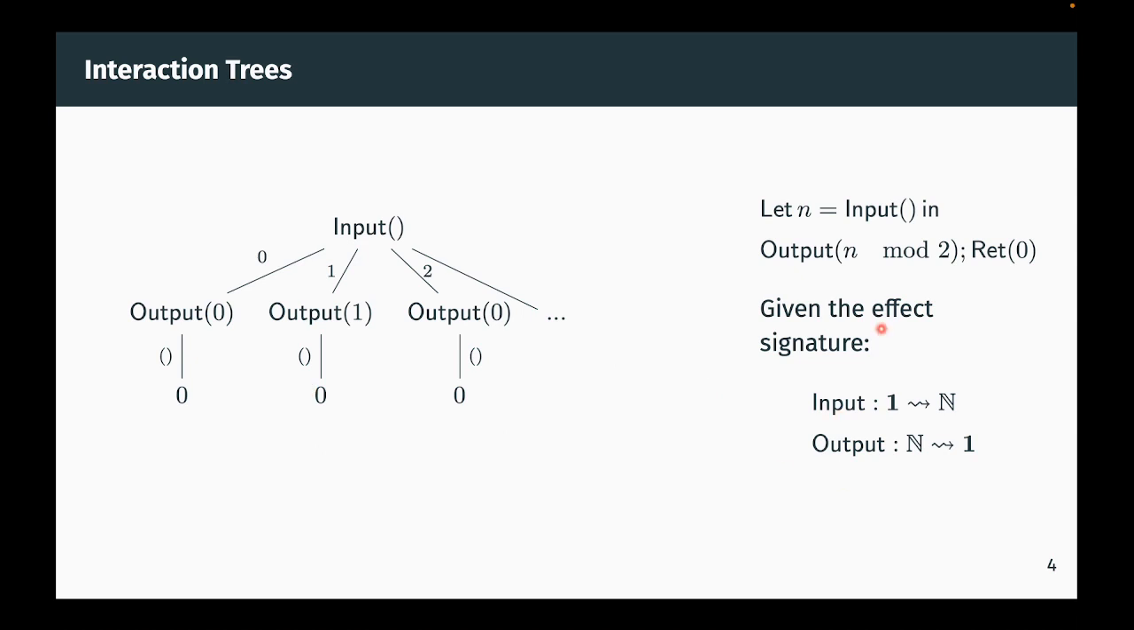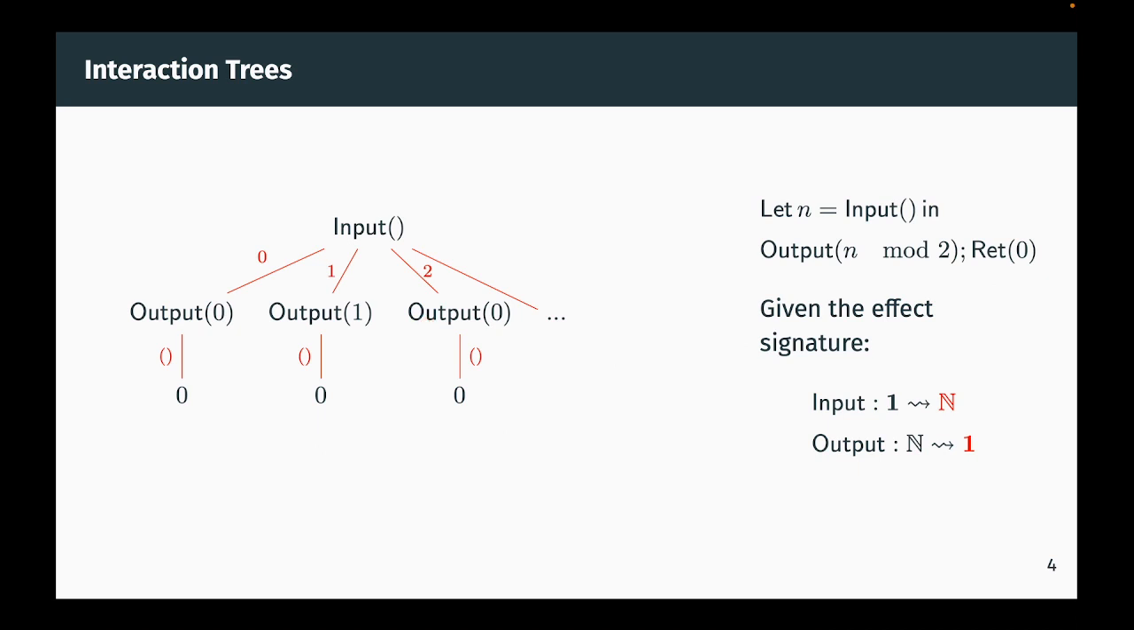So this interaction tree is parameterized by an effect signature. In this case, we have two operations, input and output, and they both come together with input and output arities. So for example, the input operation takes no arguments and produces an integer. So its input arity is the unit type, and its output arity is the type of natural numbers. Now, with this signature, we can see that the nodes in the interaction tree correspond to effect operations together with their arguments. And branching in the tree, well, that corresponds to the output arity. So, for example, the output arity of the input operation is the type of natural numbers. So that means that for each natural number, we have a successor that represents the continuation of this computation.